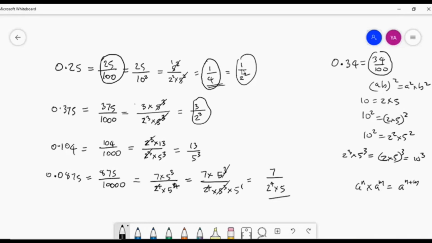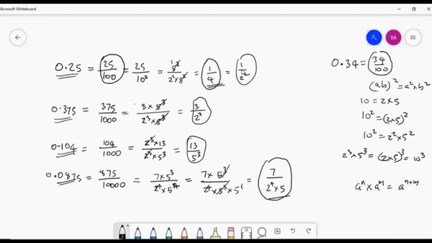So we have some examples. What we discussed is terminating decimal numbers. We chose some terminating decimal numbers and found their rational form. Now we can analyze what we got. The first one is 1 by 2 square, the next is 3 by 2 cube, the third is 13 by 5 cube, and the last one is 7 divided by 2 raised to 4 into 5.